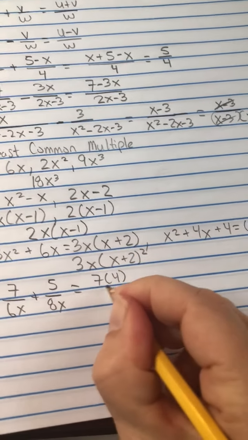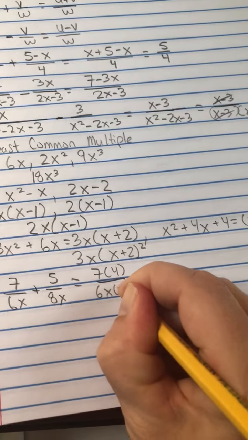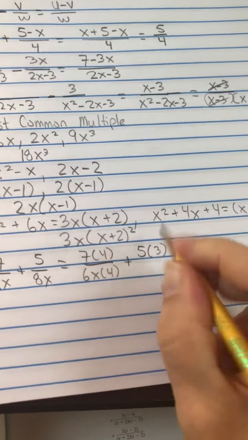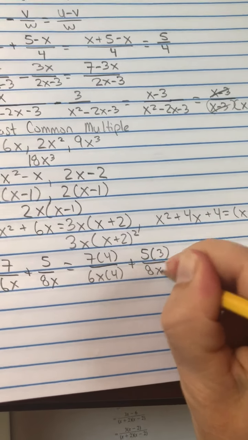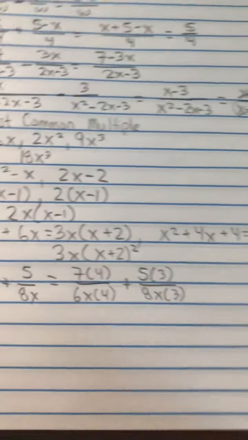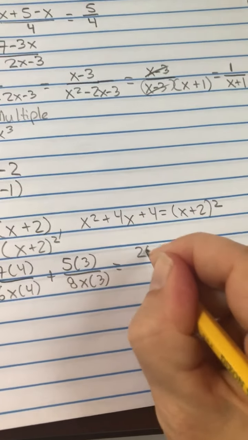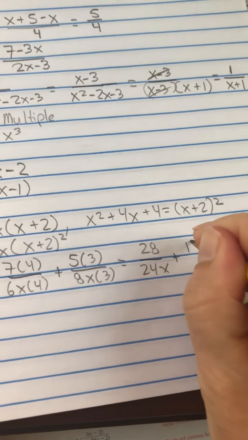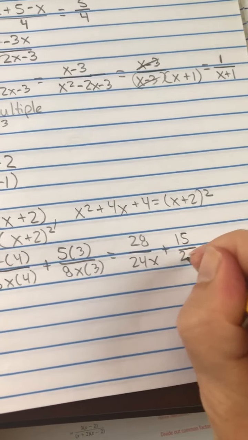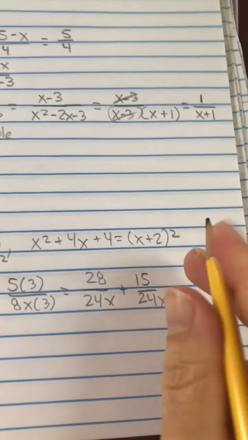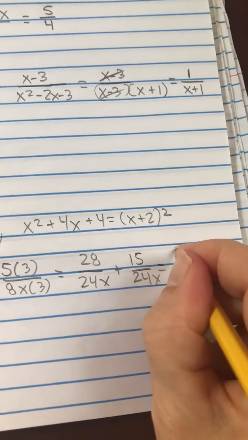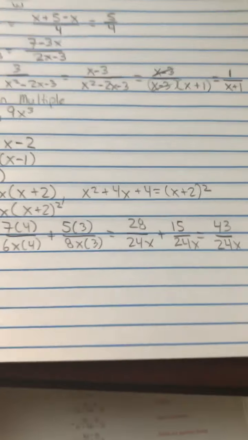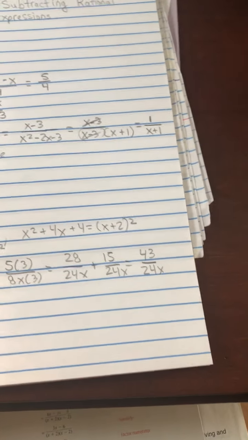So 7 times 4 over 6x times 4 plus 5 times 3 over 8x times 3. Okay, so we'll get 28 over 24x, and we'll get 15 over 24x. Add those together, and we get 43 over 24x. Okay. Same thing with subtraction.